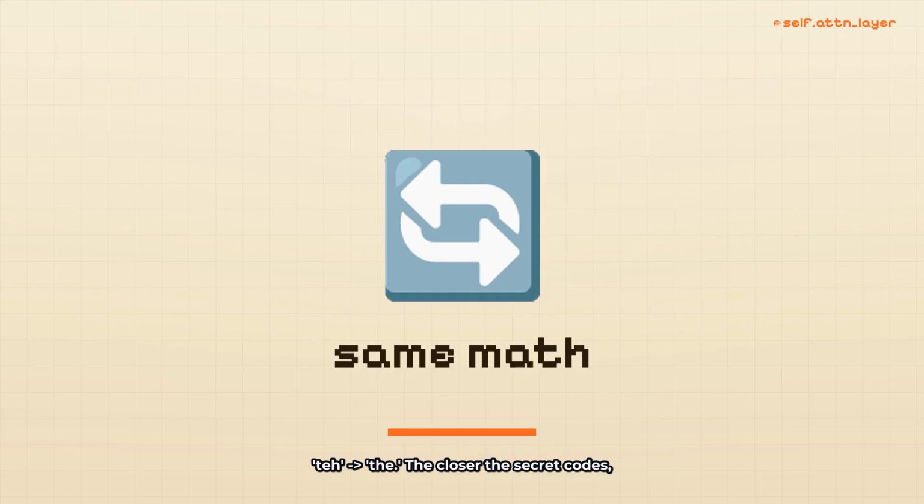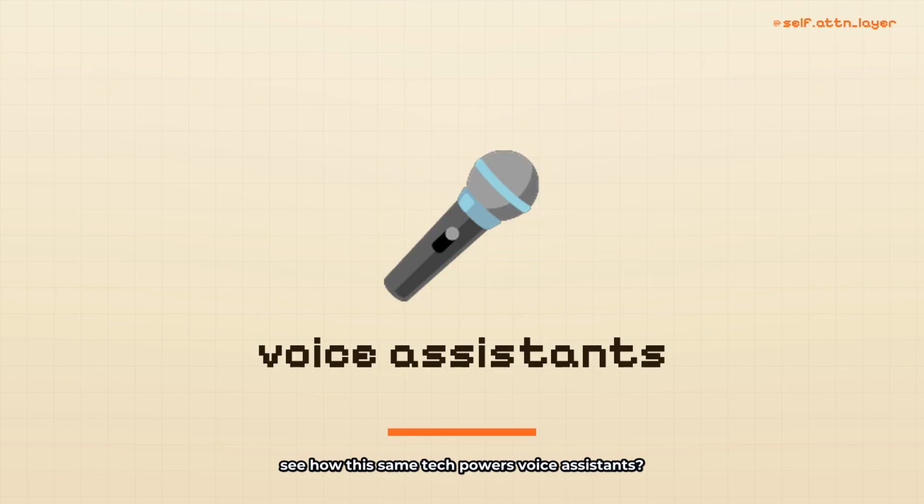The closer the secret codes, the better the guess. Autocorrect doesn't need to know every typo. It just needs the secret codes of real words. Want to see how this same tech powers voice assistants? They use the same secret codes and math to turn your voice into text. It's all about finding the closest match.